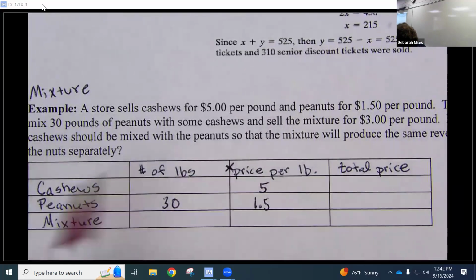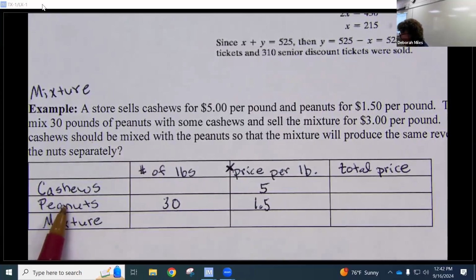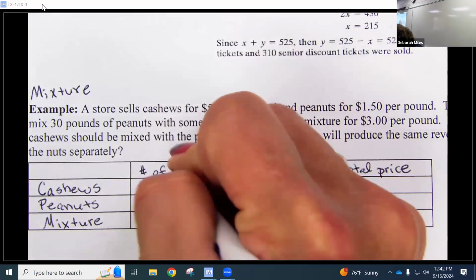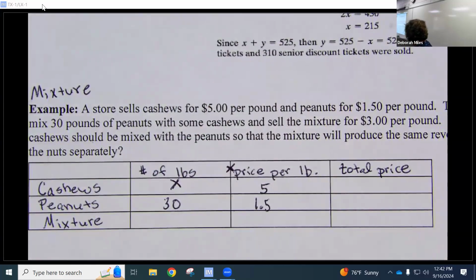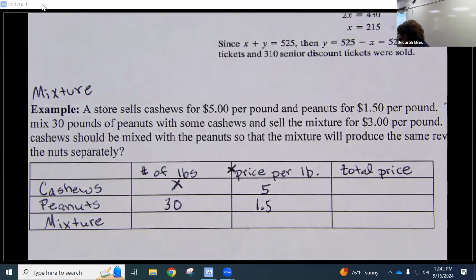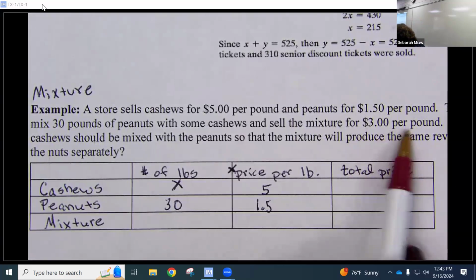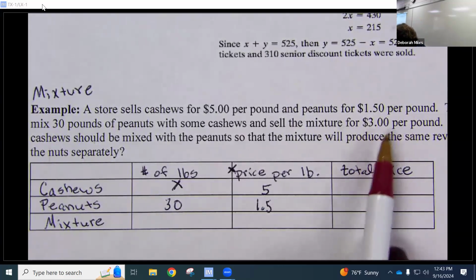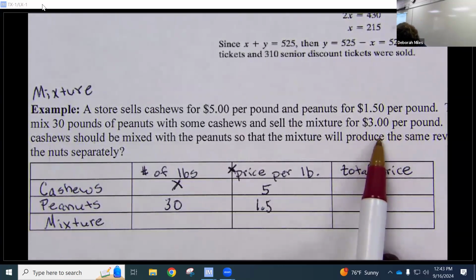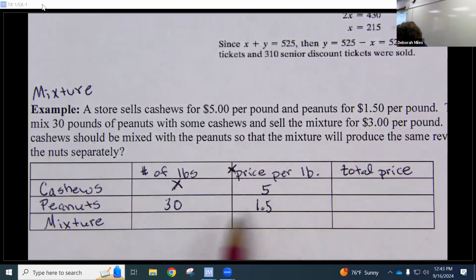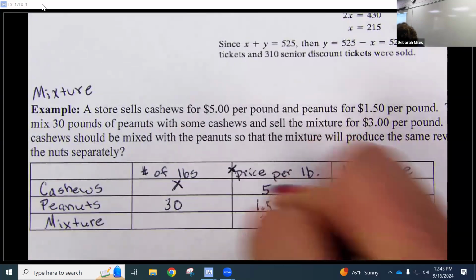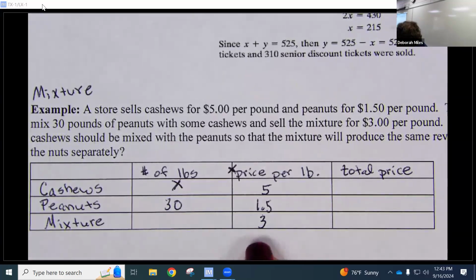How many pounds of cashews? That sounds like the thing I'm looking for. So that sounds like a good thing for X? Yeah, let that be X. And then, there's one other number. I haven't put the $3. Where's the $3 go? That is the price per pound of the mixture, just 3. Now I have all the numbers somewhere on the table.